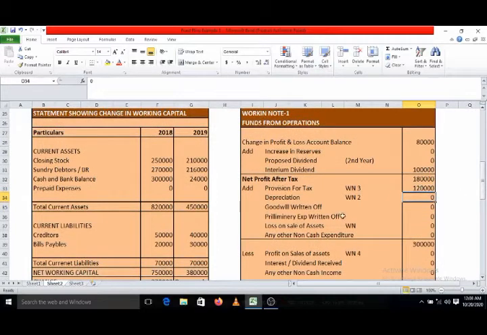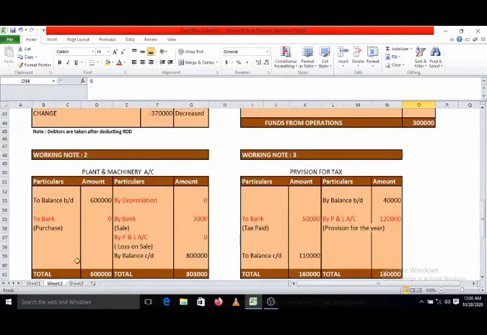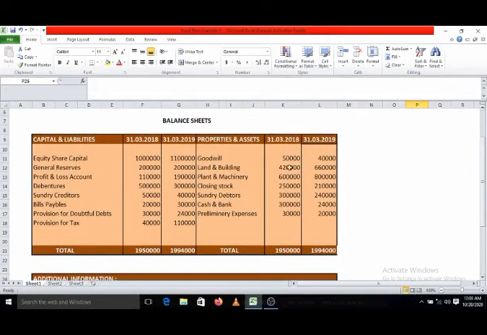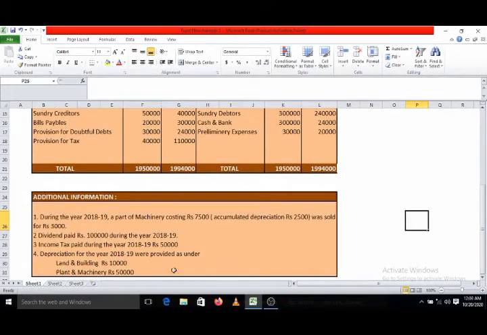Next. What is next? Depreciation. Now what about depreciation? Now go to the example. So this is our balance sheet. On the asset side, there are two fixed assets, land and building and plant and machinery. So two different fixed assets are there. Check out the additional information. Number 4, depreciation for the year 2018-19 were provided as under: land and building 10,000, plant and machinery 50,000. Means on both these assets depreciation has been provided.